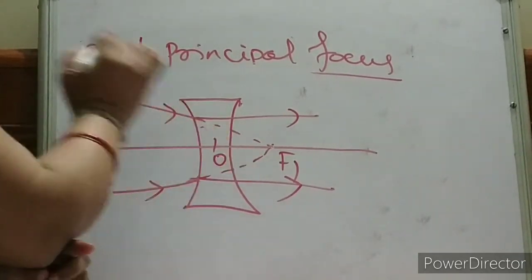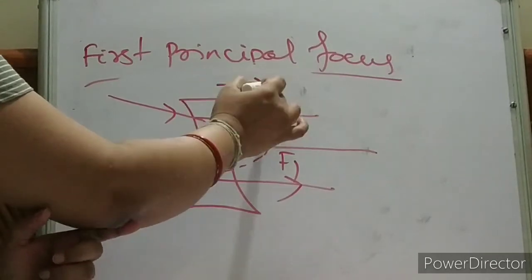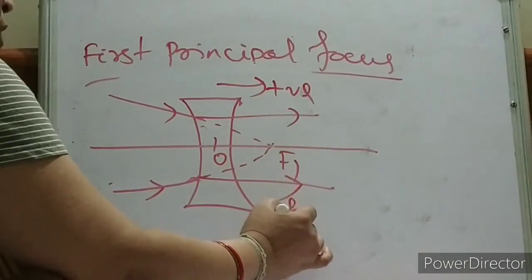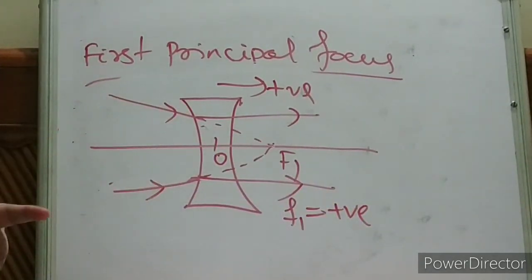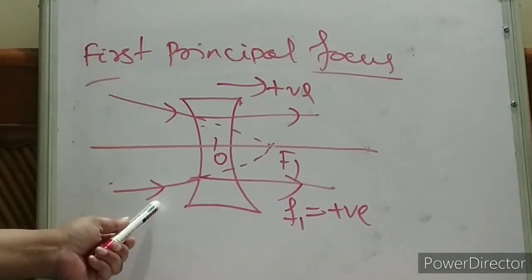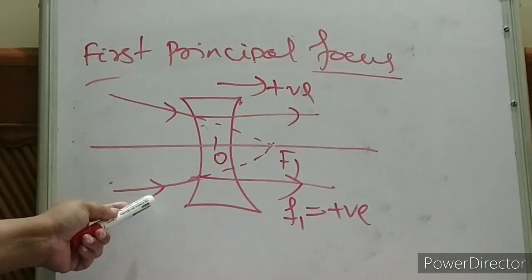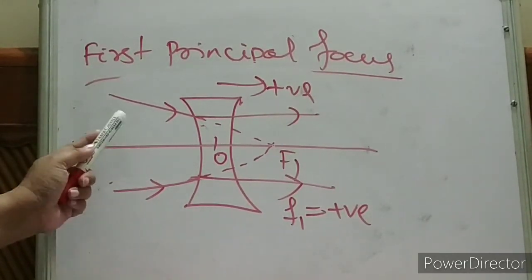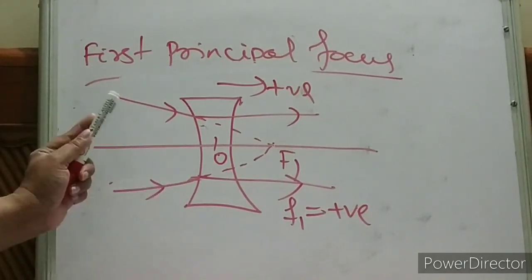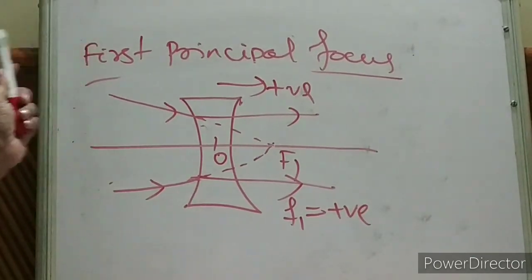And tell me about the focal length, whether it is positive or negative. See, this is your positive direction and the focal length f1 is positive in this case. The first focal length for the concave lens is positive, for the convex lens is negative. But we are more concerned about the second focus. In the second focus, for the convex lens, the focal length is positive, and for the concave lens, the focal length is negative. Hope I am clear with this.